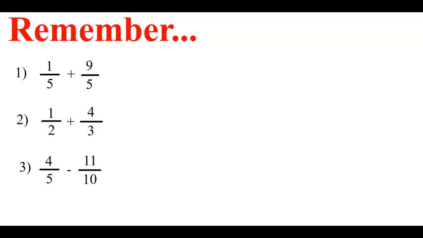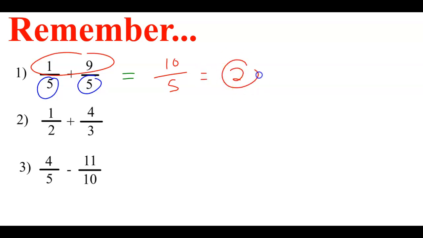Okay, so number 1, back in good old 4th grade, we added fractions with common denominators. Okay, so in order to add fractions, which is different than multiplying and dividing, you have to have a denominator that is the same. Okay, once those numbers are the same, which on number 1 they already are, you just add straight across the top. So 1 plus 9 would be 10, but the denominator stays the same. You do not add those together. And then obviously we would reduce. 10 divided by 5 is 2.